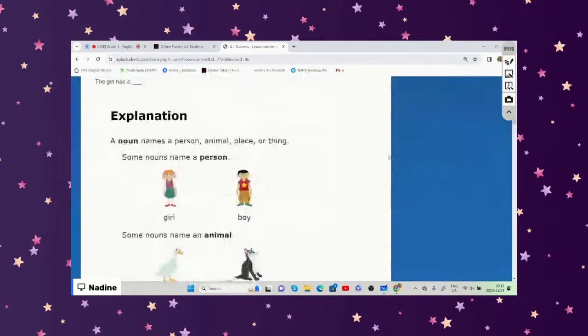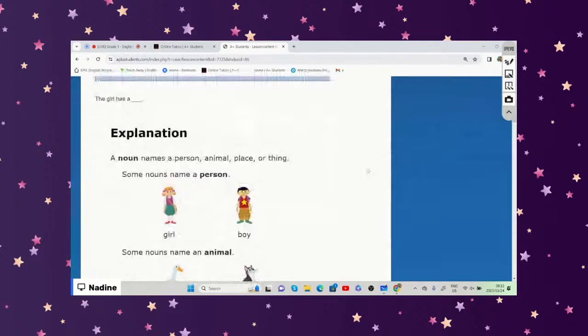And just before we continue, we see that a noun names a person, names an animal, names a place, and names a thing, all right? So it names one of those, right?